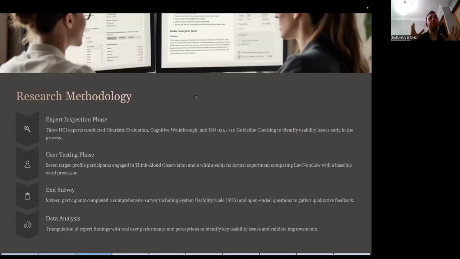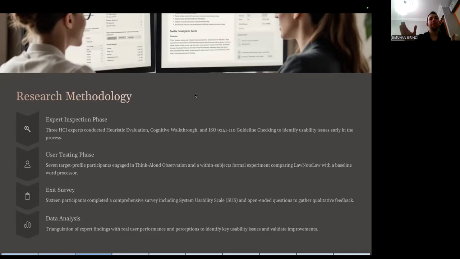The second one is user testing. We asked seven people who work in law to use the tool. They did tasks like uploading a file, reading the summary, and sharing the document. We asked them to talk while they worked, so we could understand what they were thinking. We also asked them to use another program like Microsoft Word, so we could compare two systems.